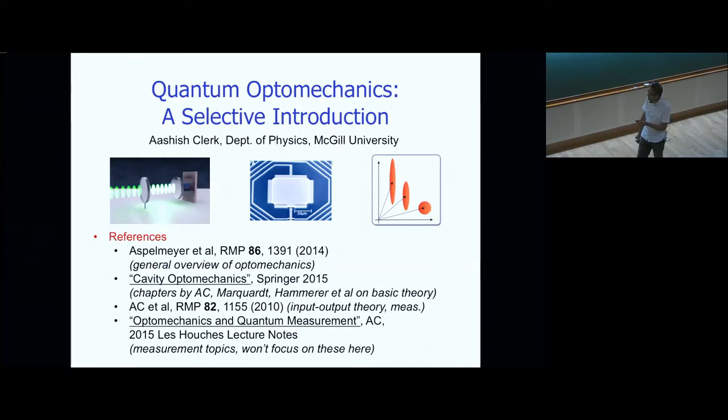Similarly, there's a book, which is basically a collection of chapters by many different practitioners in the field, also edited by Markus Aspelmeyer. And in terms of the basic theory, there are some chapters in this book from Springer, by myself, by Florian Marquardt, by Clemens Hammerer, that give you some of the basic quantum optics style theory that's used to describe these systems. Other references of interest, so a lot of the theory I'll talk about in this lecture is the input-output Heisenberg-Langevin equation approach to describing these systems.